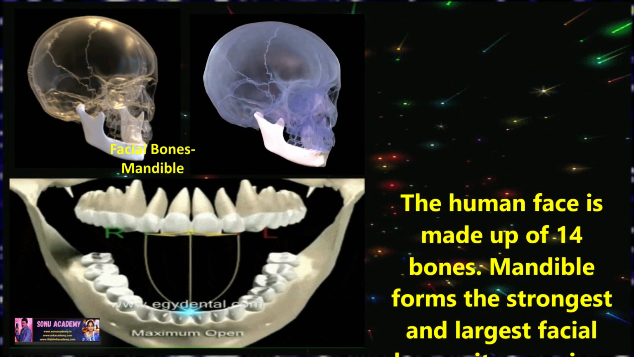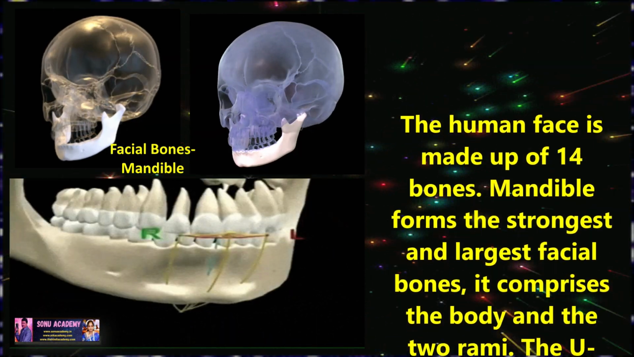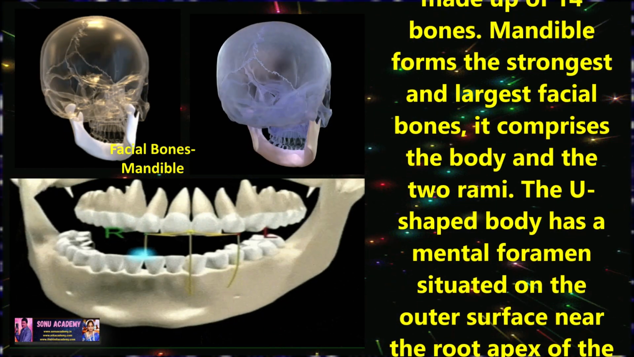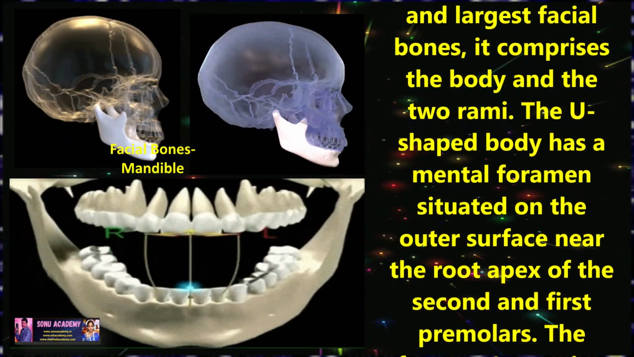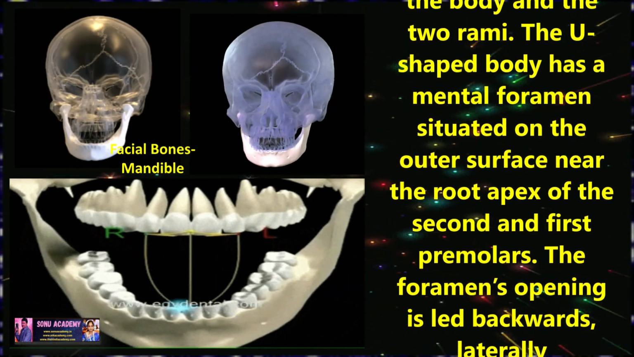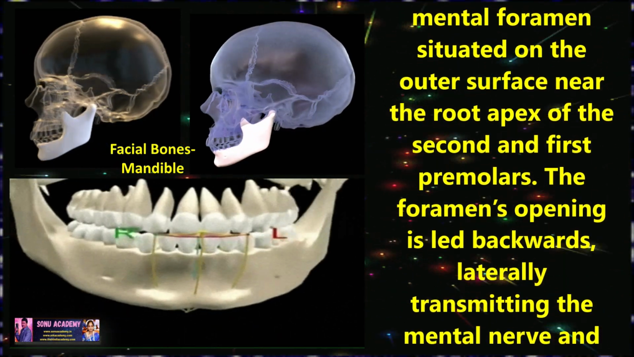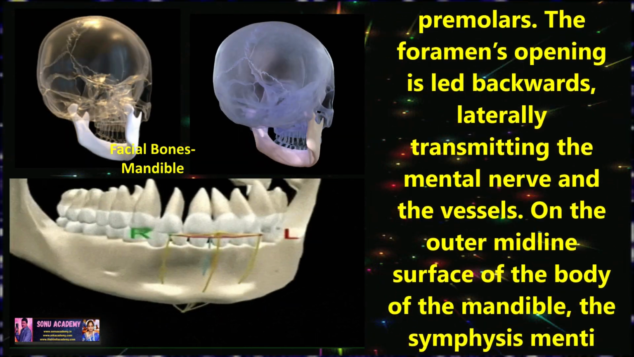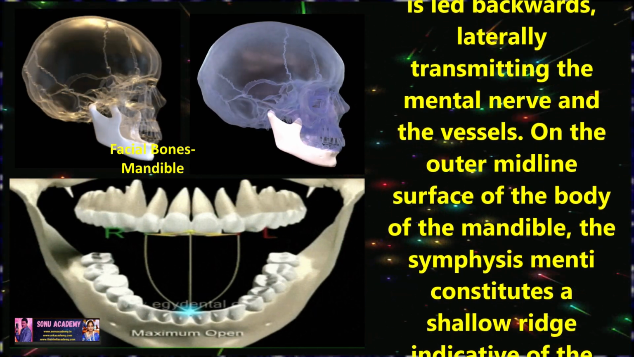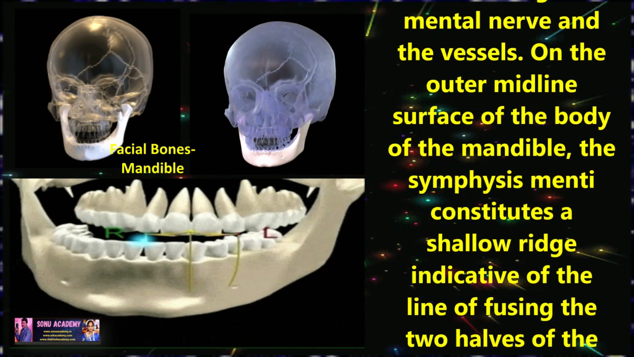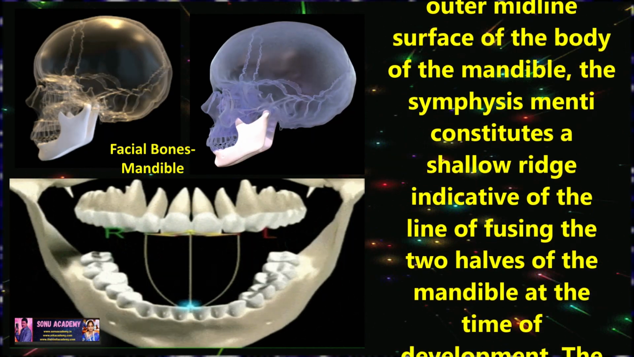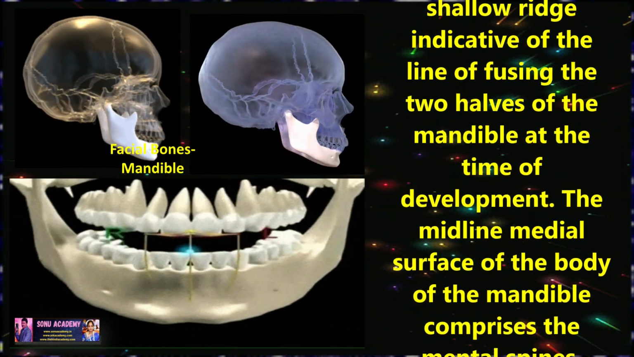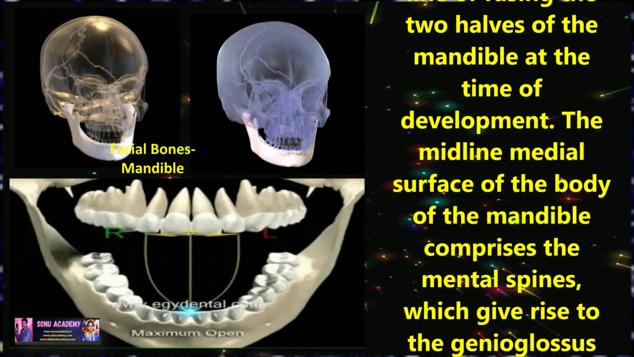First, let us discuss the mandible. The mandible forms the strongest and largest facial bone. It comprises the body and two rami. The U-shaped body has the mental foramen situated on the outer surface near the root apex of the second and third premolars. The foramen's opening is directed backwards and laterally, transmitting the mental nerve and vessels. On the outer surface of the body of the mandible, the symphysis menti constitutes a ridge, indicative of the line of fusion of the two halves of the mandible at the time of development.